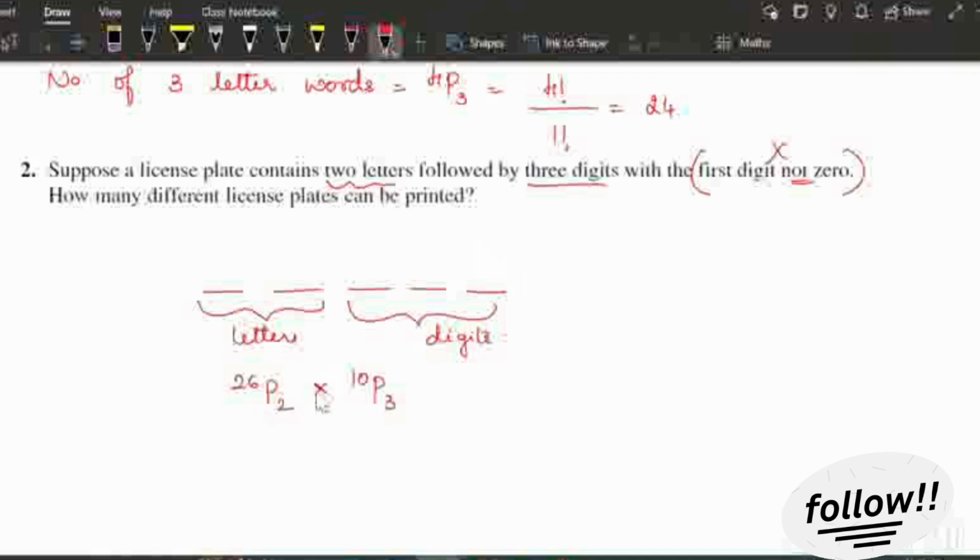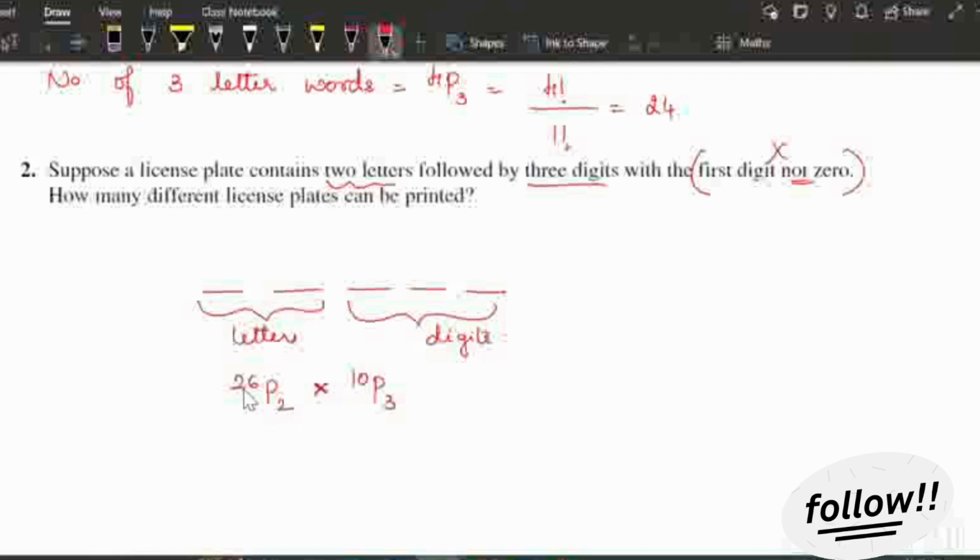Now here, why are we multiplying? Because it is not this or that. It is this and that. So I need both. I need two letters also. I need these numbers also. It's not just two letters or three numbers. Since I need both, I have to multiply them. So this is your example for multiplication principle.